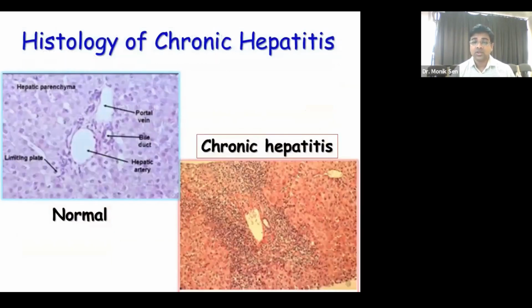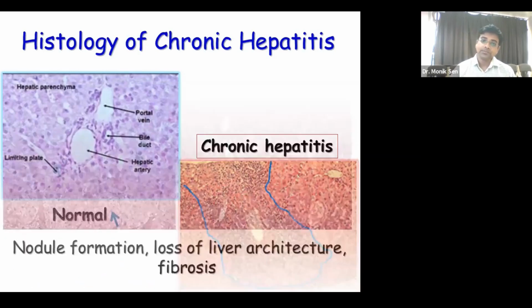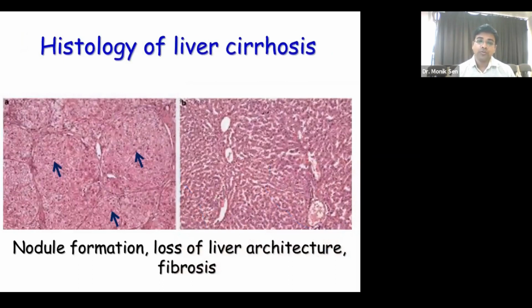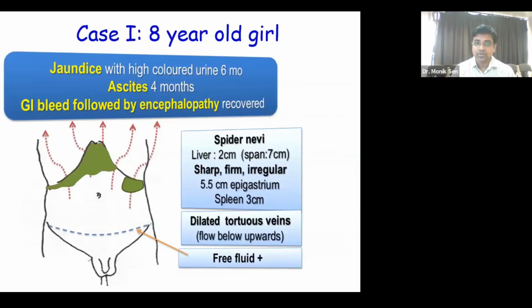This is the histology in chronic hepatitis. As you can see, on the left-hand side is normal and on the right-hand side is chronic hepatitis. You can see how the infiltrates have invaded from the portal tract into the hepatic parenchyma. These are nodule formations, very classical round areas. There is loss of liver architecture and fibrosis formation.